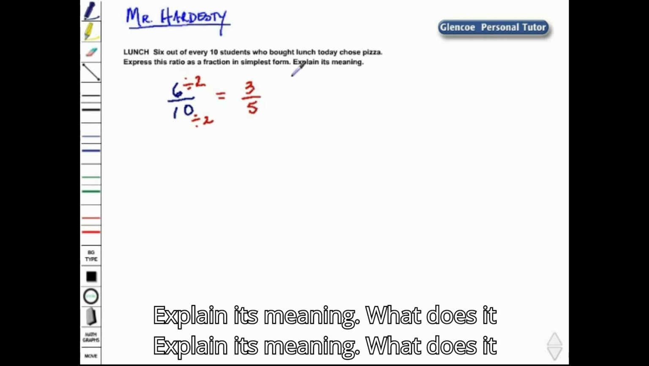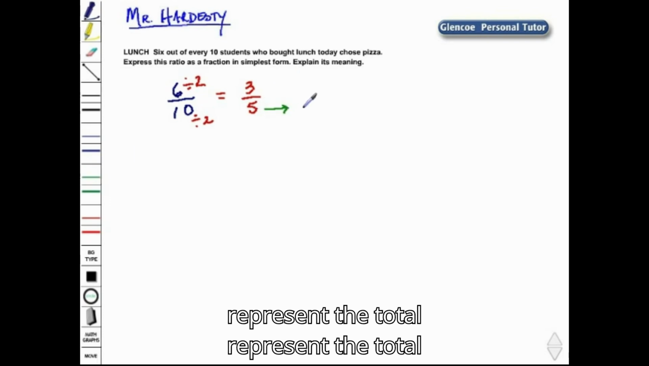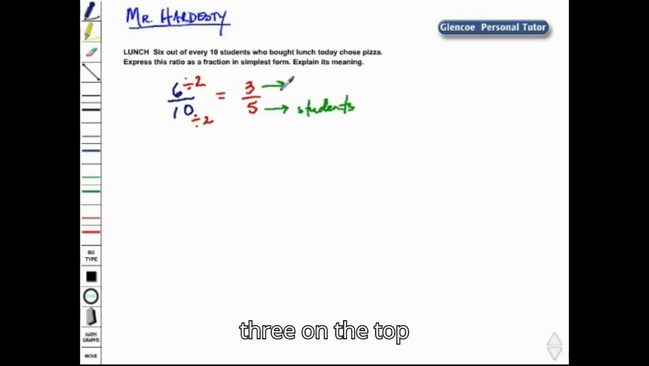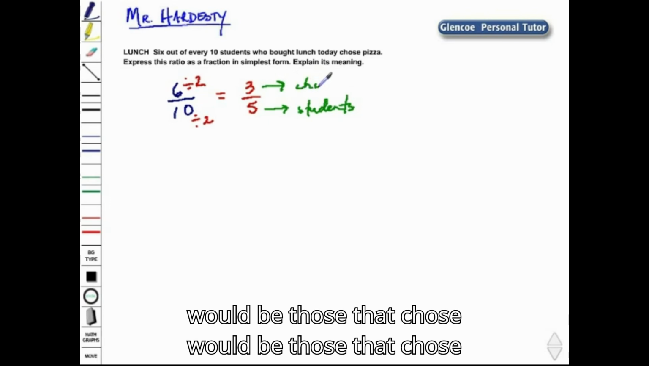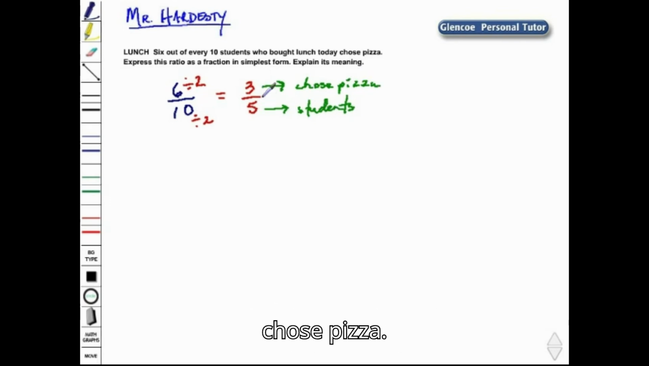Explain its meaning. What does it represent? The 5 would represent the total students. And the 3 on the top would be those that chose pizza. We could say for every 5 students, 3 chose pizza.